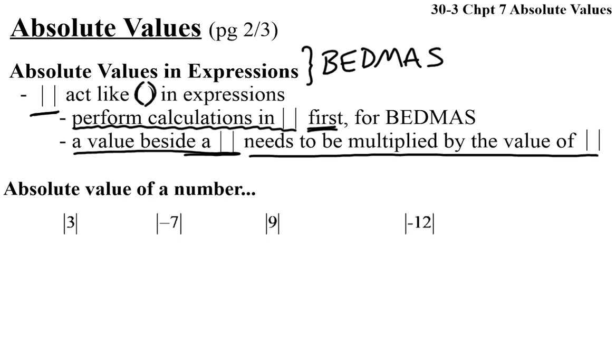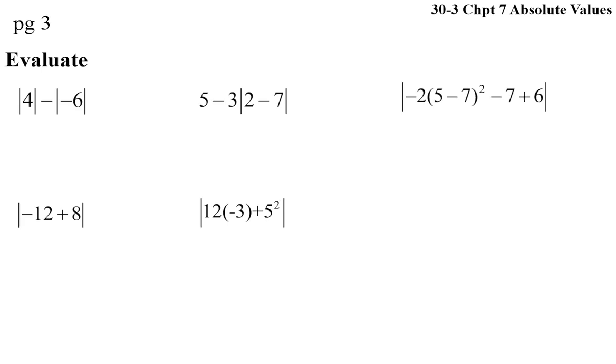So let's take a look. Page 3. If I want just the absolute value of 3, that's just 3. It's going to stay positive. The absolute value of negative 7 is going to be 7. The absolute value of 9 is going to be 9. The absolute value of negative 12 is going to be positive 12. That's what an absolute sign is doing, just telling us that the number in the absolute has to be in its positive form. But here's where we get to calculations.